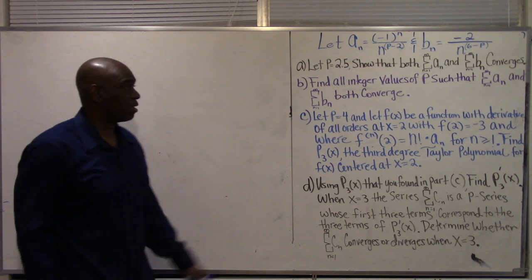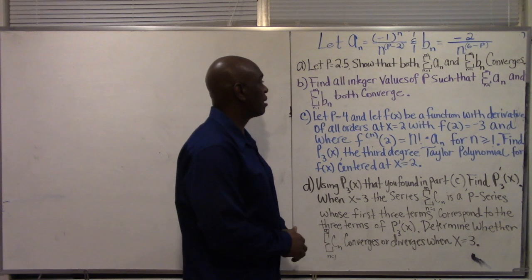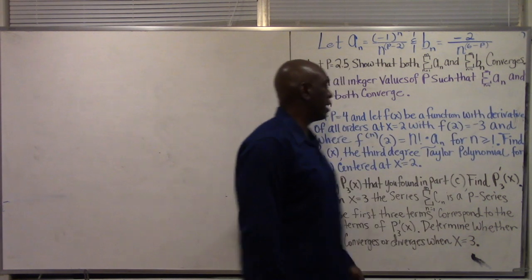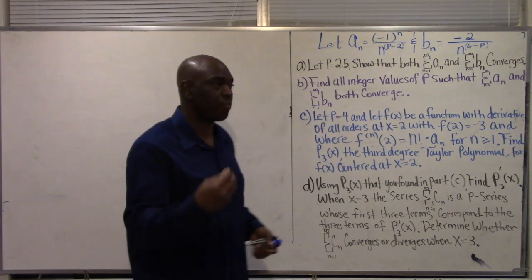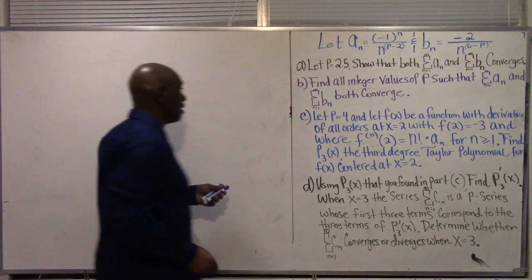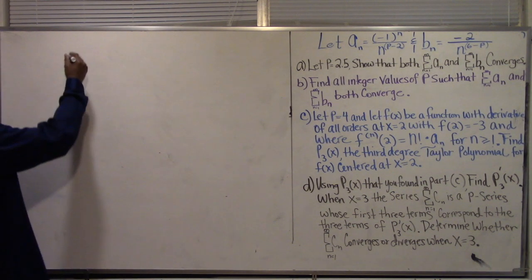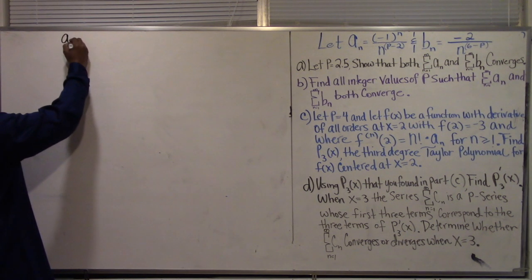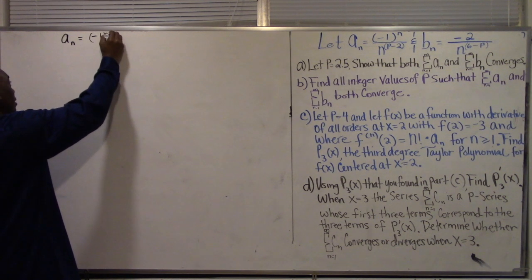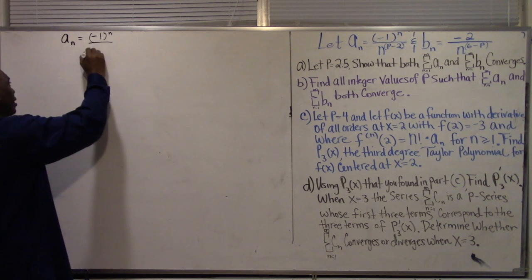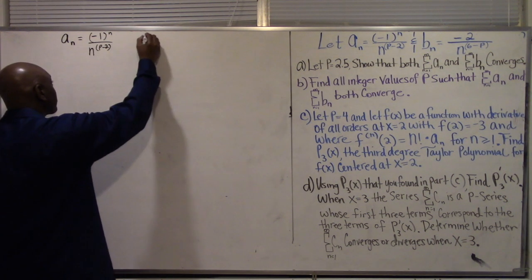All right, B. Find all integer values p such that series an and series Bn converge. Find all integer values of p. All right, let's start with our an first. And an is -1 to the n all over n to the p minus 2. Got it. Let's look at the series.